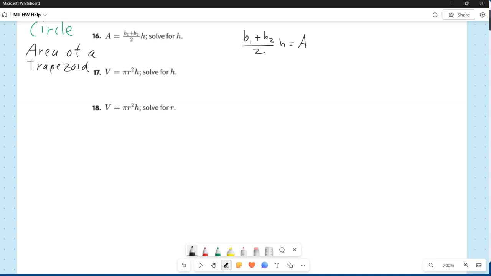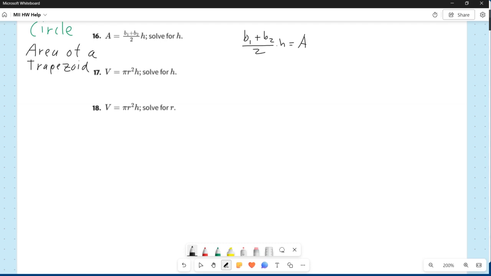Okay, so one way to do this is to do it in one step, and that one step is to recognize that what you're doing in this equation is you're taking H, and ultimately, at the end of the day, you're multiplying by a fraction, right? That horizontal line there is a fraction bar. So you're taking H and multiplying by a fraction, and the numerator is a binomial, B1 plus B2, and the denominator is a constant, it's just 2.